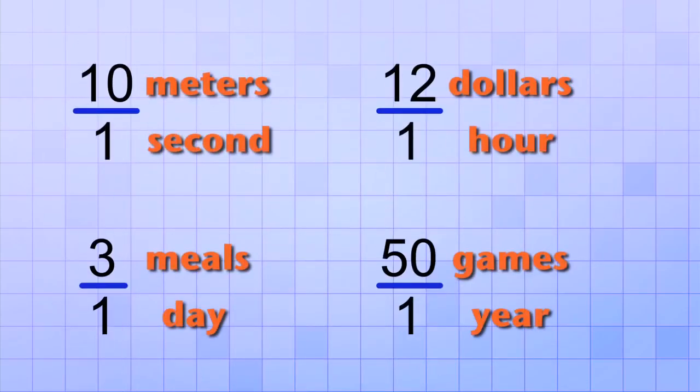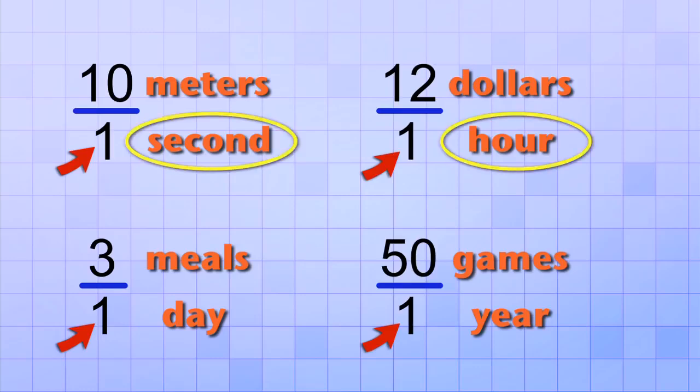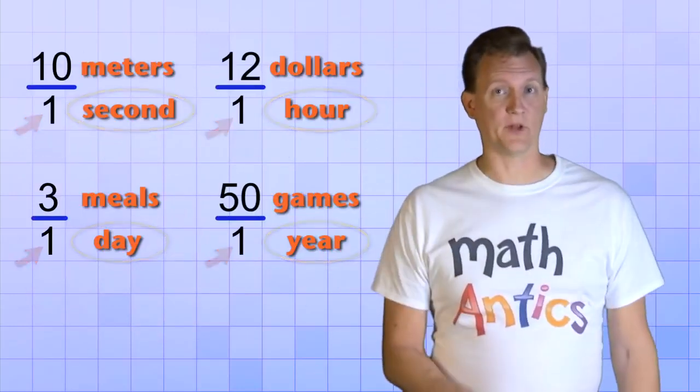Here are some common examples of rates. 10 meters per second, $12 per hour, 3 meals per day, 50 games per year. Notice that the bottom numbers in each of these ratios relate to a period of time. Seconds, hours, days, years. And that's why we call them a rate. Alright, so that's simple enough.